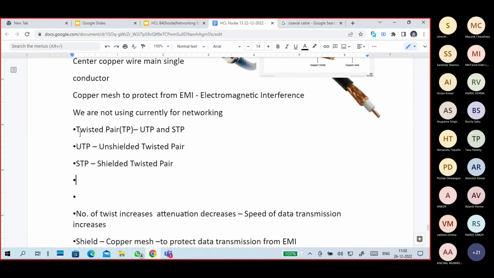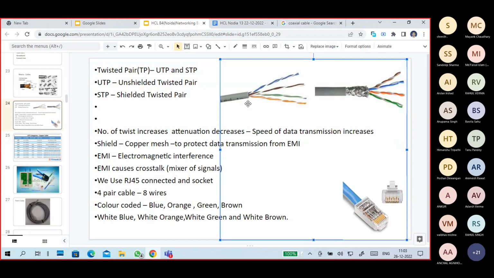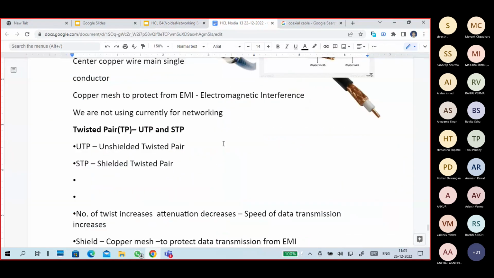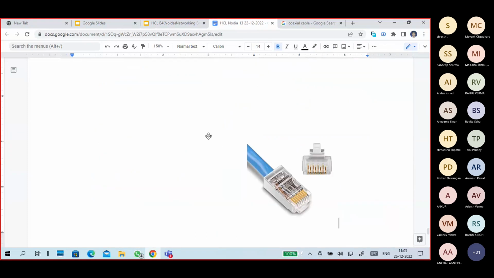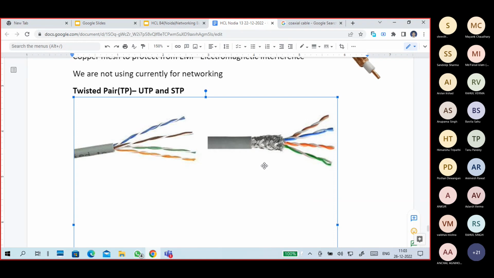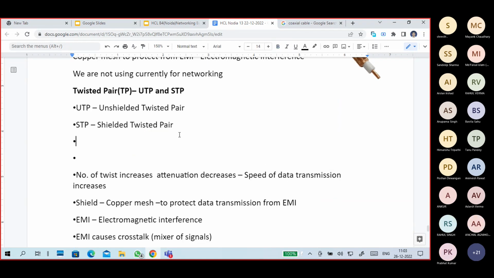That's taken directly. This is a twisted pair cable. In twisted pair cable, there is a UTP cable and an STP cable: unshielded twisted pair cable and shielded twisted pair cable. As the number of twists increases, attenuation decreases.